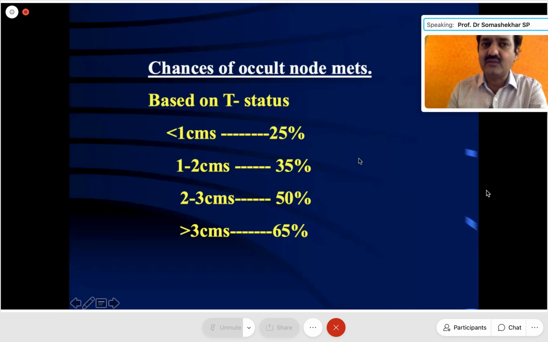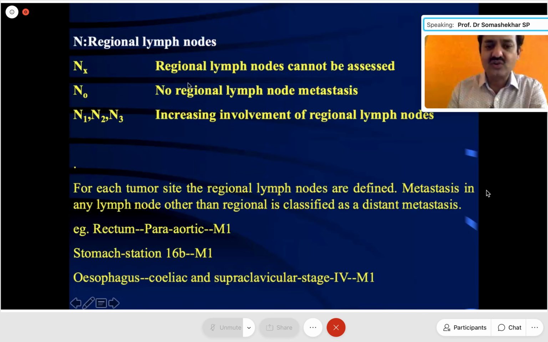Same example I'll give you. If a base tongue lesion in oral cavity is there, occult metastasis is straight away 25% for T1. Same T1 in buccal mucosa or lip, occult metastasis is less than 5%. So SOHND is permitted, but not for base tongue. SOHND is not permitted. So that's important. For each tumor in a site, there is a fixed number of nodes defined. I have already told you.